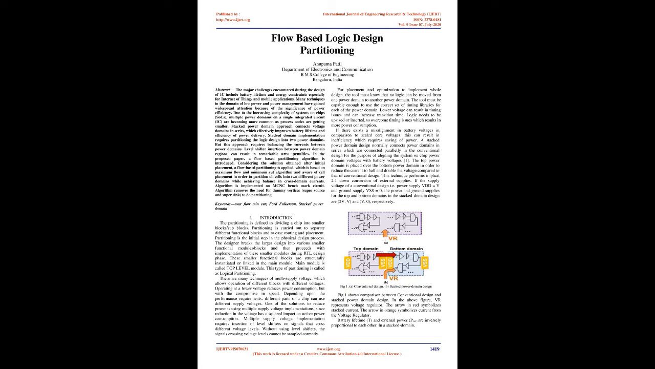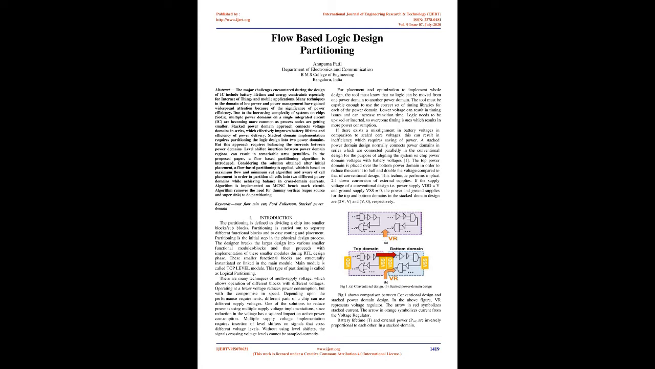If there exists a misalignment in battery voltages in comparison to scaled core voltages, this can result in inefficiency which requires saving of power. A stacked power domain design normally connects power domains in series which are connected parallelly in the conventional design for the purpose of aligning the system on chip power domain voltages with battery voltages [1]. The top power domain is placed over the bottom power domain in order to reduce the current to half and double the voltage compared to that of conventional design. This technique performs implicit 2:1 down conversion of external supplies.